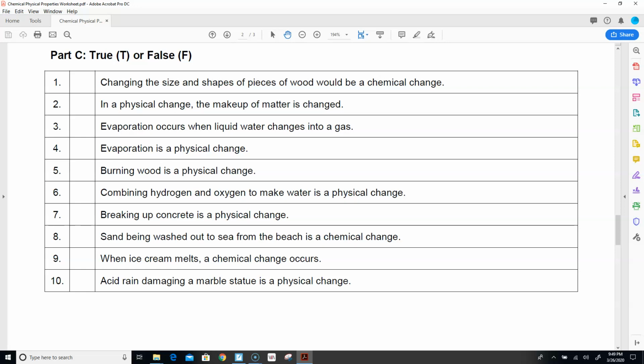Number 7, breaking up concrete is physical change. True. Number 8, sand being washed out to sea is a chemical change. False. That's just physical. That's just erosion, just the water breaking the rocks up and moving them around. Number 9, when ice cream melts, a chemical change has occurred. False. It's physical, still ice cream.